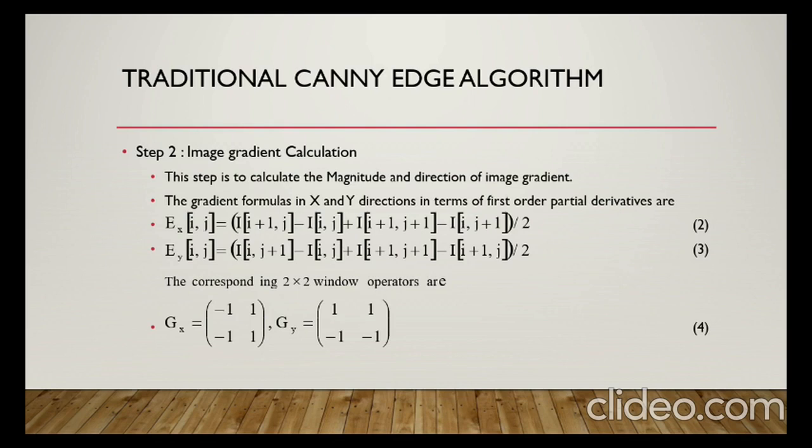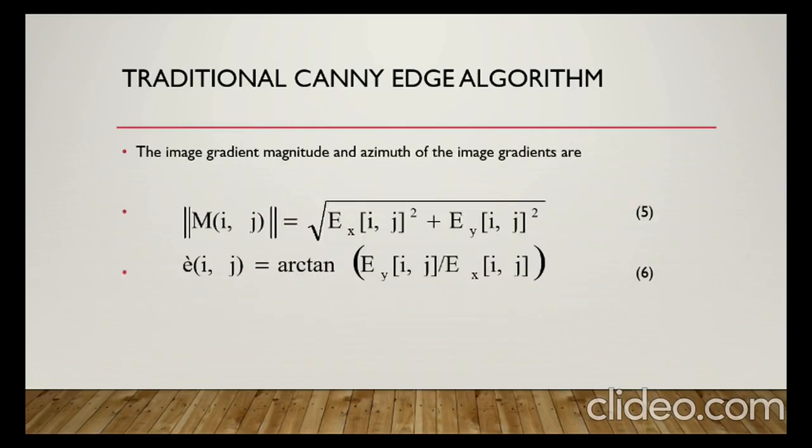By using this 2x2 neighboring area, we have some disadvantages, which are discussed in further slides. By using these two equations, we find the gradient magnitude and orientation of the image gradient. Those equations are equation 5 and equation 6.